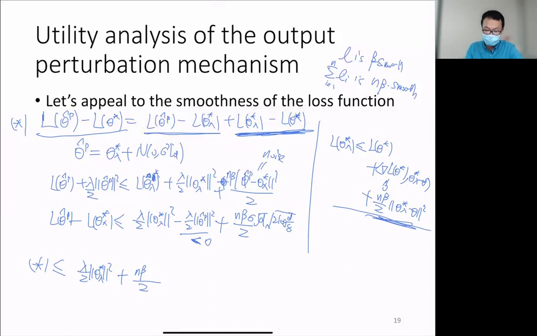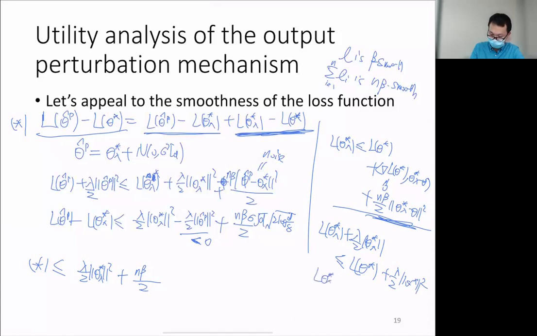We can also use the fact that theta hat lambda is the optimal solution. So we can use this, plus half lambda theta hat lambda. We know that this is always smaller than any other quantity. So L star is another quantity, so we'll get half lambda theta star square, right? And by doing this, we can bound the difference L of theta star lambda minus L of theta star to be smaller than half lambda theta star square minus half lambda theta star lambda square, right?